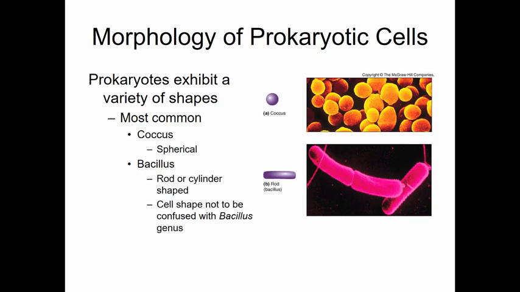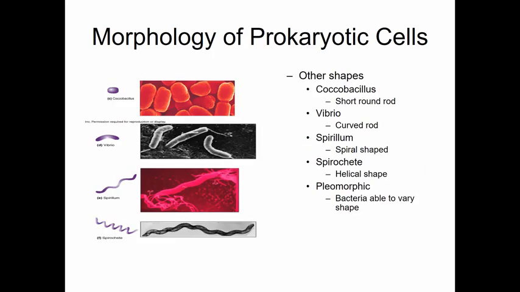A bacillus shape is more of a rod shape or a cylinder shape. Not to be confused with the genus Bacillus, although if it's a genus Bacillus, which will be in italics, all of those are typically bacillus shaped as well. But it's referring to a rod shape. These can be a teeny tiny rod. They can be a really long rod. If it looks like a cylinder, it's going to take on a bacillus shape. If it's a round shape, it's going to be a coccus shape.